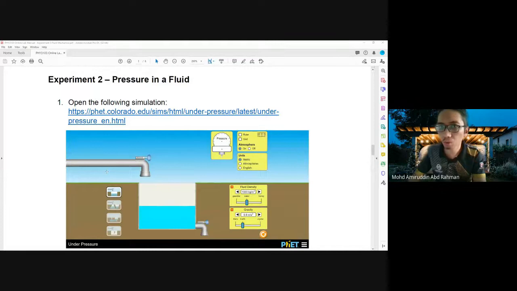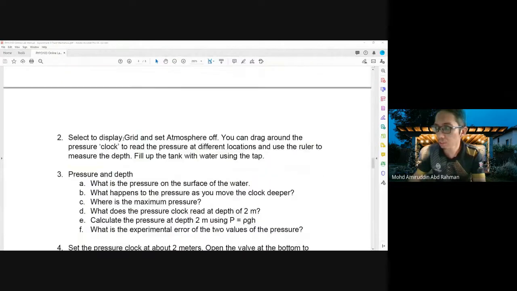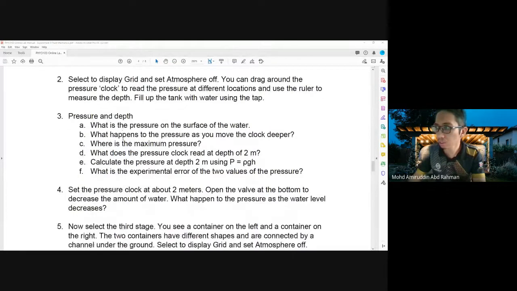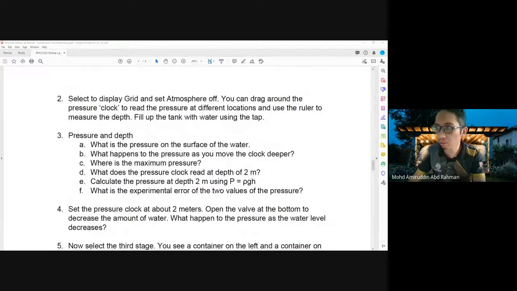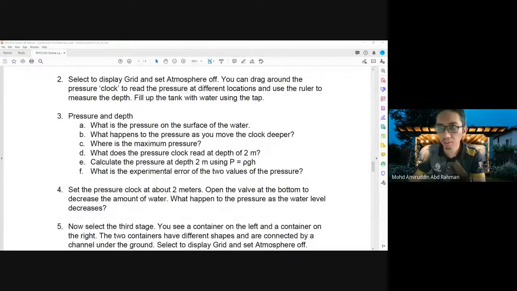So you need to go there to open this simulation. It's about the pressure in a fluid. Then follow the instructions given. So let's go to the page.